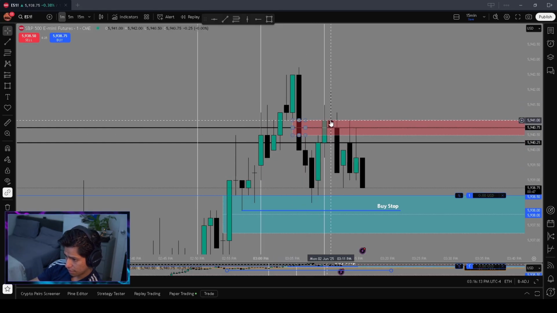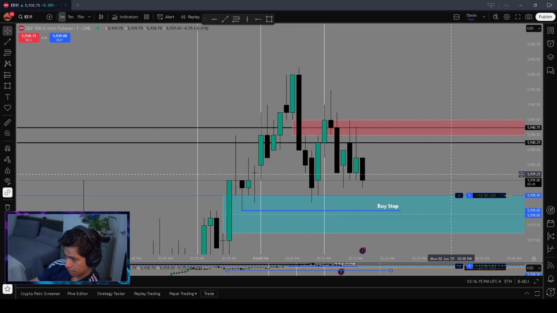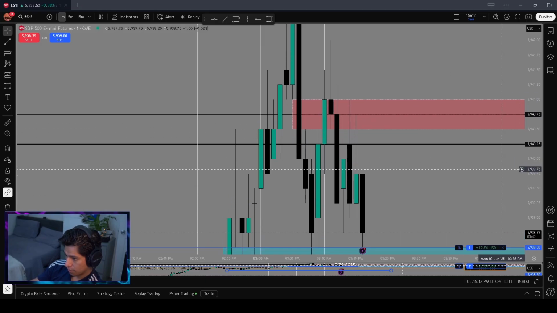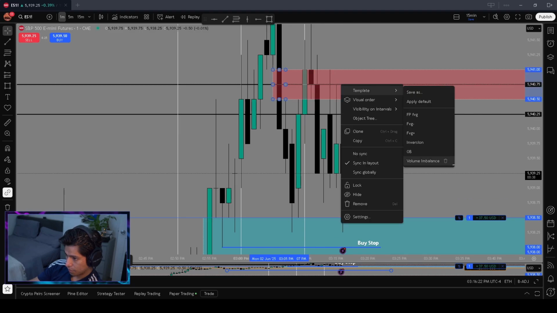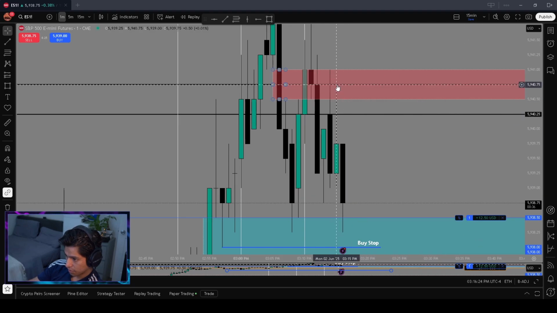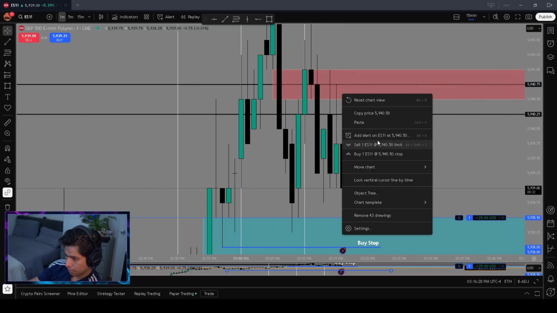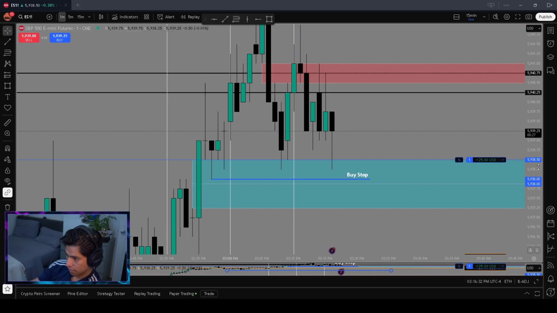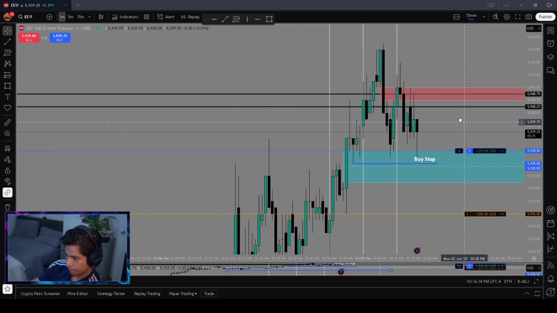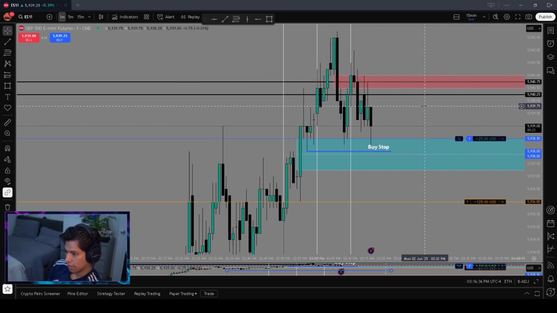You can see the bodies of the candle stay kind of perfectly, and then the wicks, especially this wick, stayed right here, right in the middle. And now we see that we're creating more of like a downtrend.